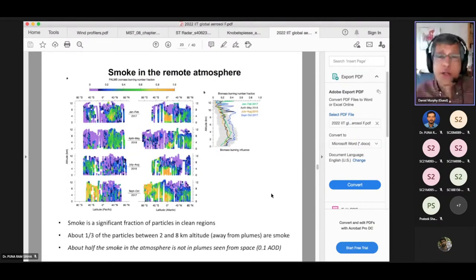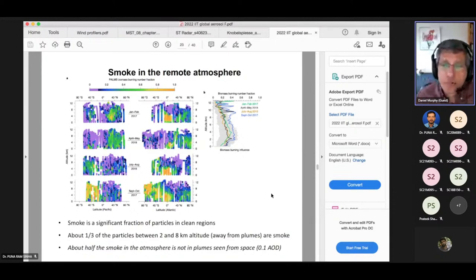So I'll talk now a little bit about smoke in the remote atmosphere. We can measure smoke in much the same way that we do sea salt. You start with the size distribution, look at the particles that are identified by the mass spectra as smoke. And by smoke here, I mean biomass burning smoke, and also maybe cooking smoke coming up from the surface, not cigarette smoke. That's not significant.